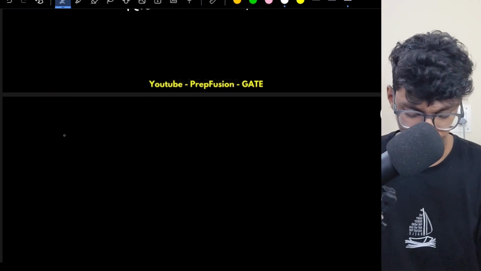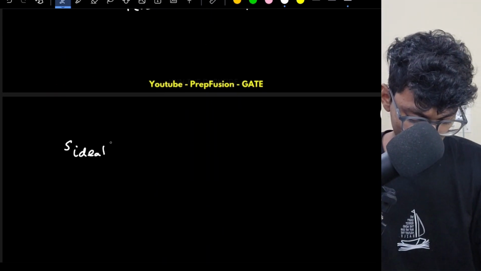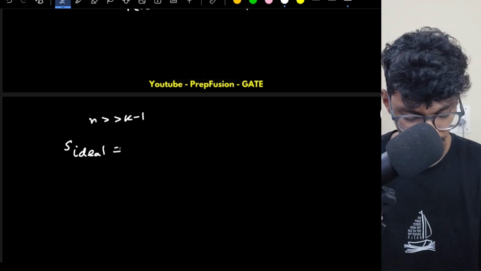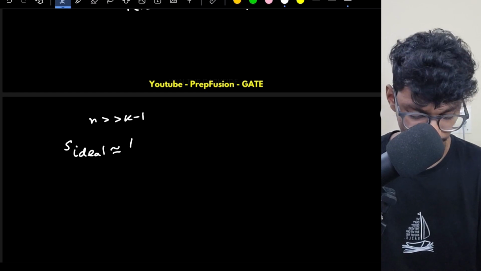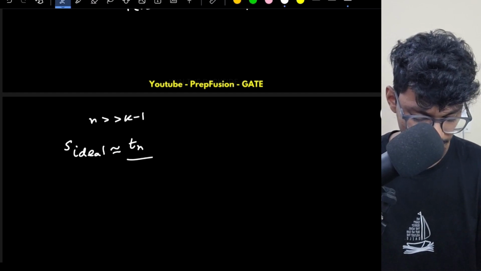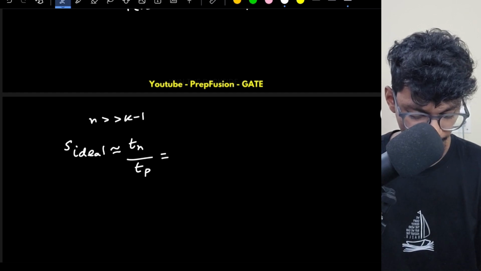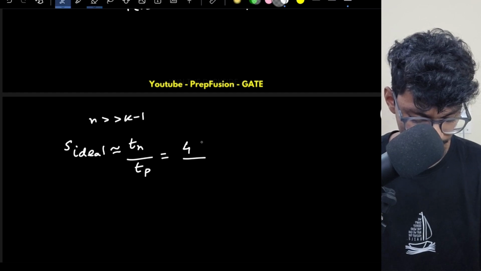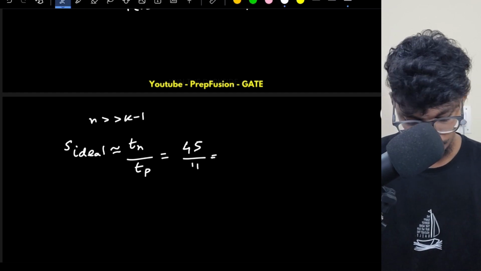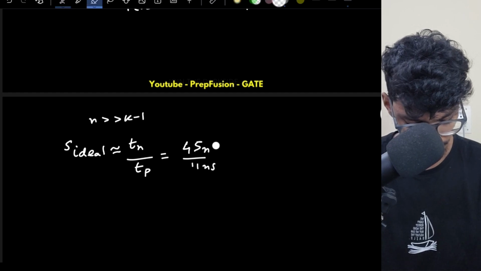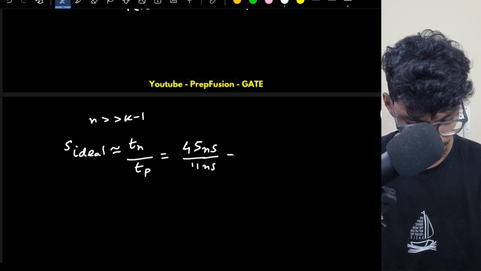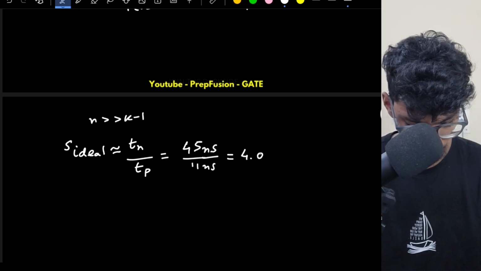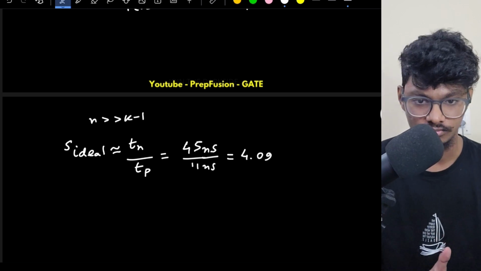Now what is the ideal speed up ratio? The ideal is when my n is much greater than k minus 1. Then the speed up will approximately be equal to Tn over Tp. Tn is 45 and Tp is 11, correct? All this in nanoseconds. So it will be 45 upon 11, which is 4.09 ratio. Okay, so our ideal is this.